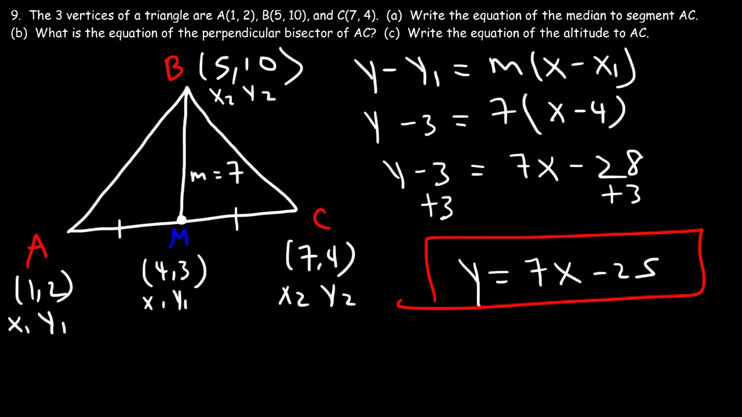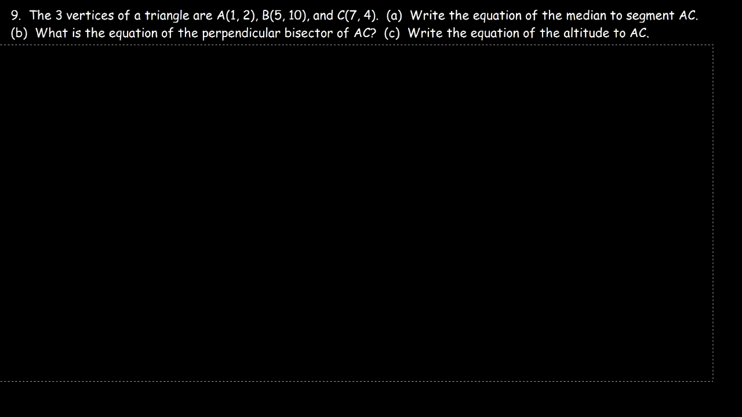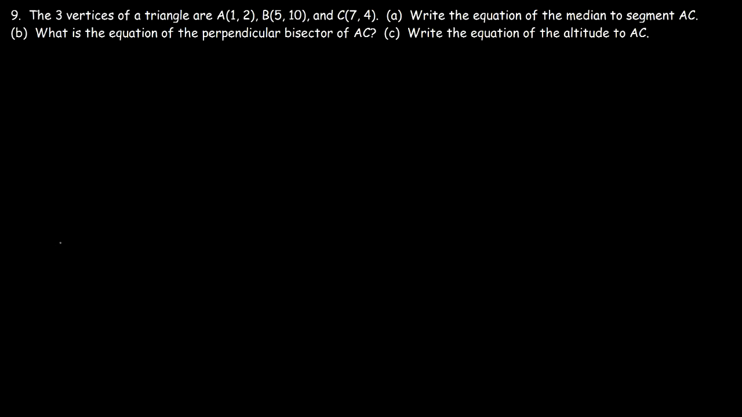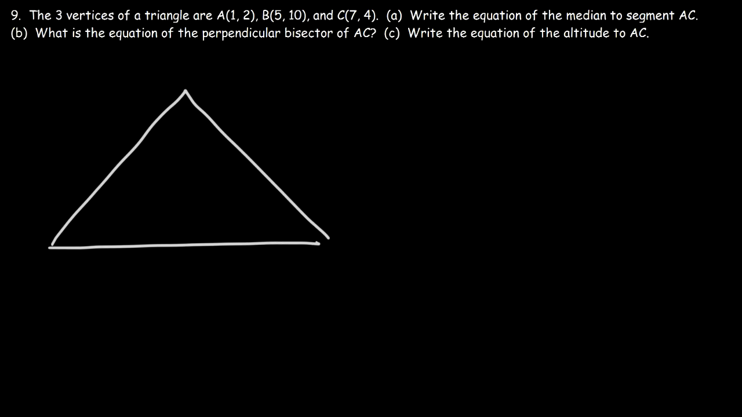So now let's work on our next example, and that is part B. So we're going to use the same triangle ABC, and this time we need to write the equation of the perpendicular bisector of AC. There are two things we need to keep in mind with the perpendicular bisector. It bisects the segment into two congruent parts. So that means that it touches the midpoint of segment AC. And we said the coordinates of the midpoint were 4, 3, so we're going to need that.